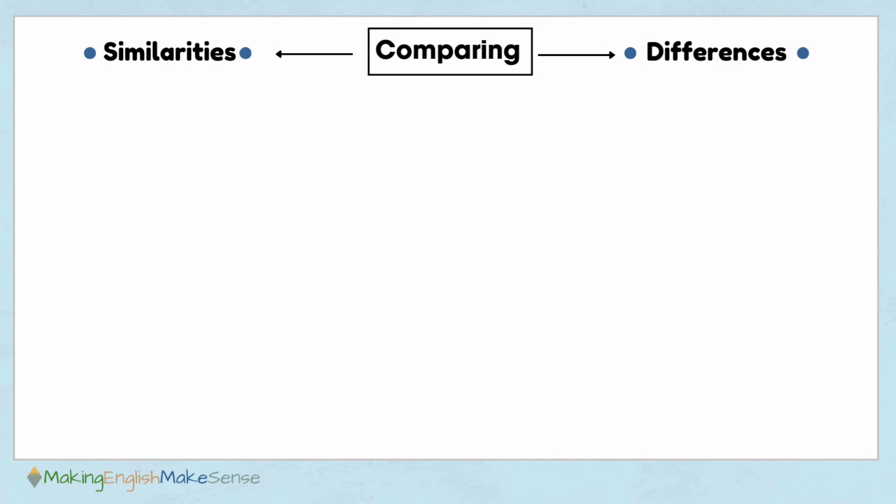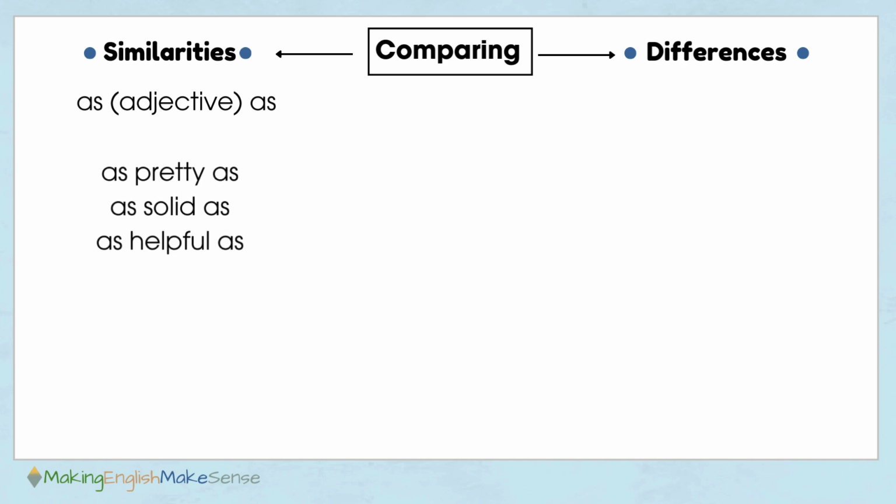Similarities can be expressed using the equative construction as, adjective, as. For example, as pretty as, as solid as, as helpful as. This construction includes 3 words, but it's helpful to learn it as a single chunk for when we want to talk about a similarity.